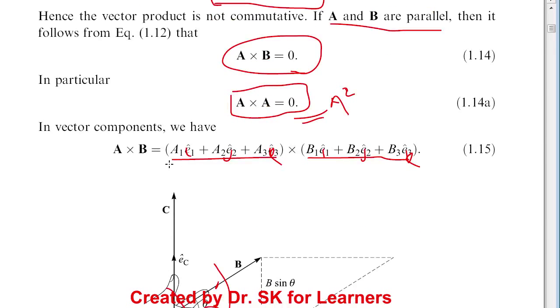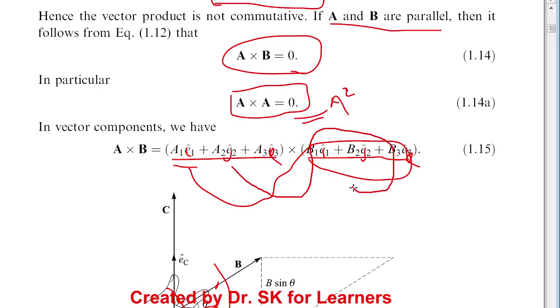So there are 9 terms, because this will be multiplied with all 3, this will be multiplied with all 3, and this will be multiplied with all 3. So there are 9 terms of cross product, and as you remember in scalar product 6 of them were vanishing, because when you multiply dissimilar things, i cap with j cap or j cap with k cap, the result was 0 in case of dot product. Here the reverse is true.